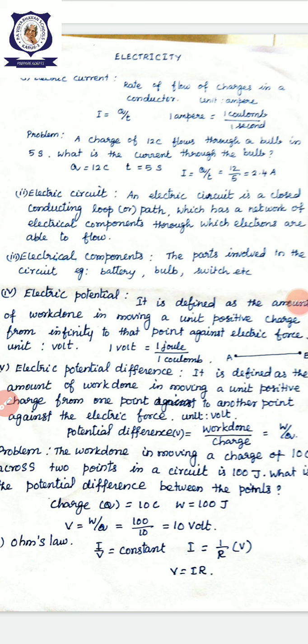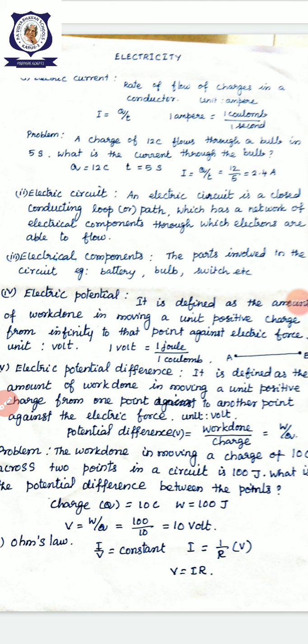Otherwise, it can't. So we need a closed circuit. An electric circuit is a closed conducting loop or path which has a network of electrical components. What are components? Components means the devices or parts included in the circuit. For example, we need a battery and a key, then resistance, bulb. These are all the components of the electric circuit.